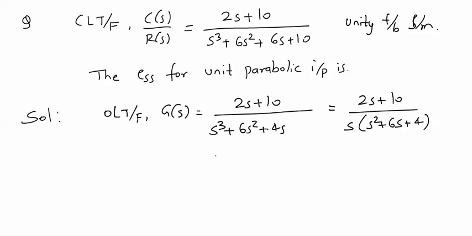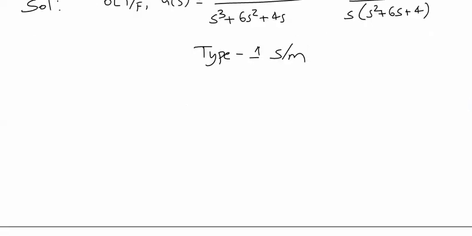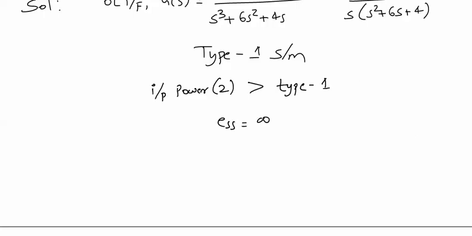Now it is a type 1 system, and for a type 1 system and unit parabolic input, the input power is 2 and it is greater than the type, which is 1. So therefore the steady state error is equal to infinity. So whenever input power is greater than type, the steady state error will be infinity.